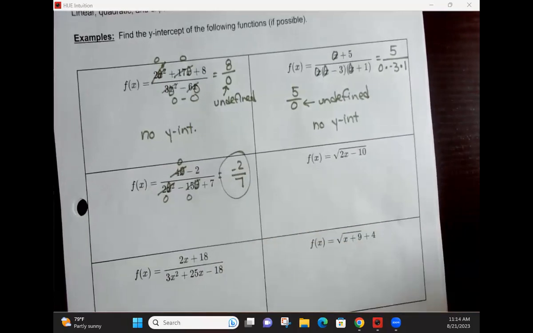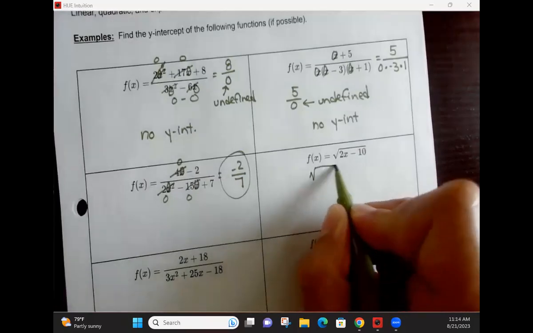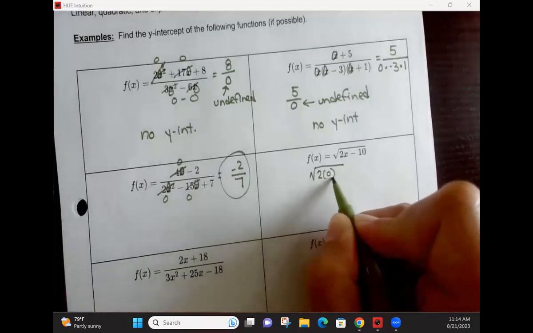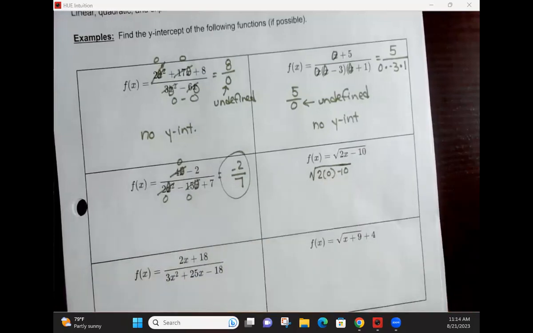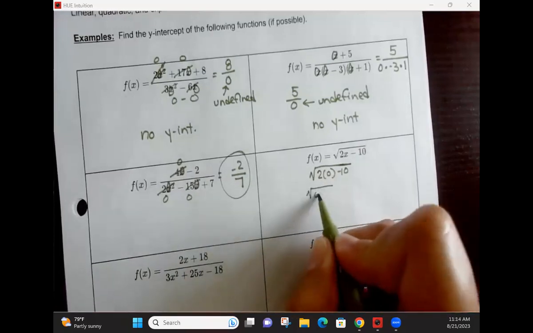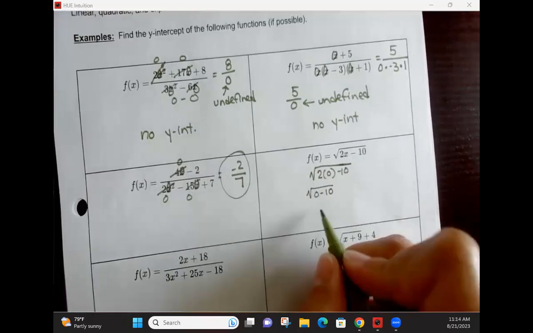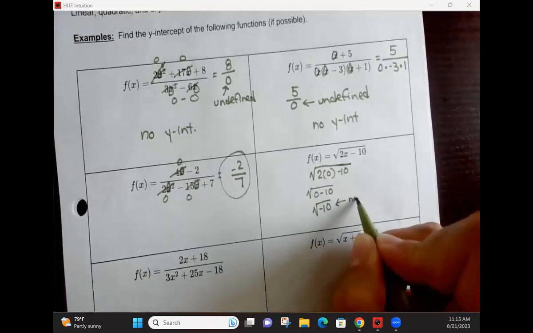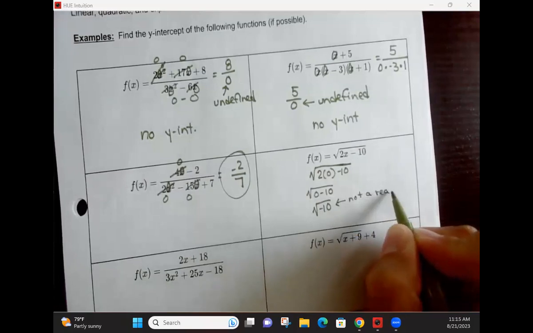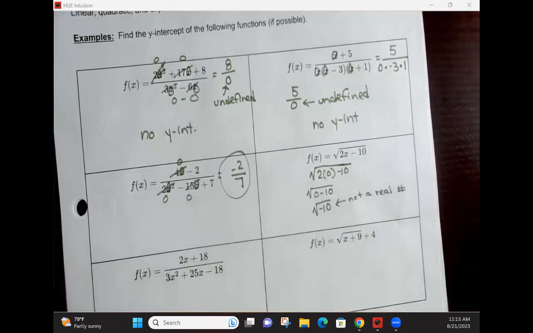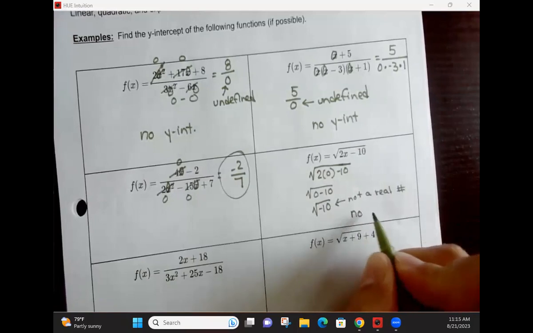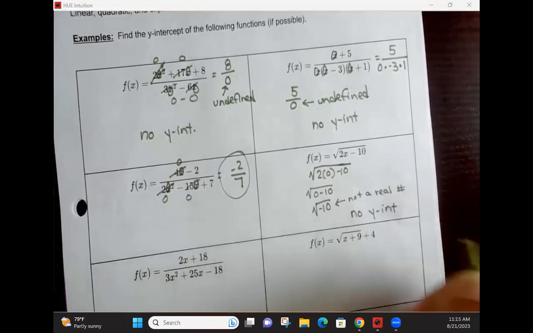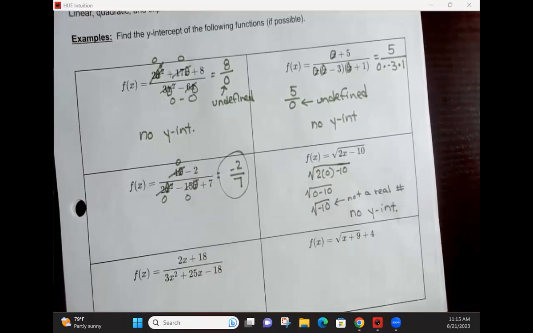And then our next problem, we've got a square root function here. Same idea. I'm going to plug in 0 for x. So 2 times 0 minus 10. This would be the square root of 0 minus 10, which would be the square root of -10. Square root of a negative. This is not a real number. So we have no y-intercept. I will not see my graph cross or touch the y-axis. No y-intercept there.